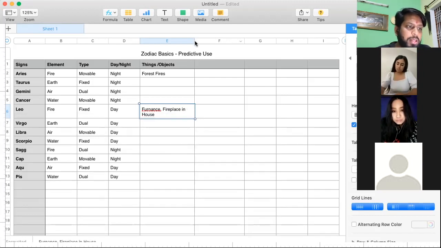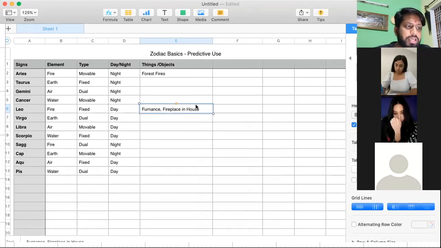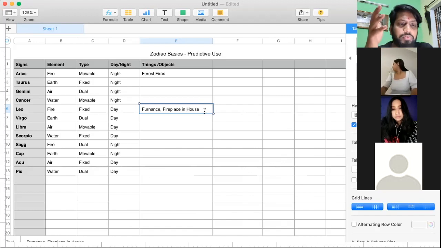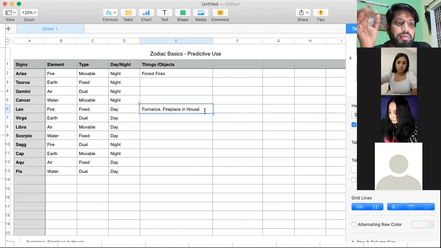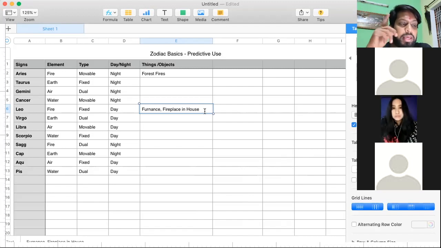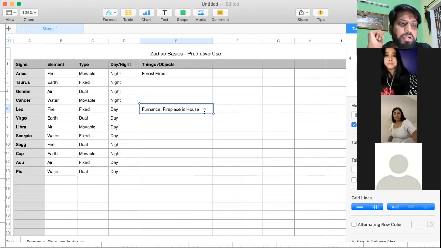These are the things and objects which can be made from the Leo sign, because Leo is a fixed sign. Furnaces, fireplaces in the houses, and even any kind of furnaces in the kitchens, furnaces in the restaurants, are the fixed fire element. I will give you an example of how you can use this in predictions.